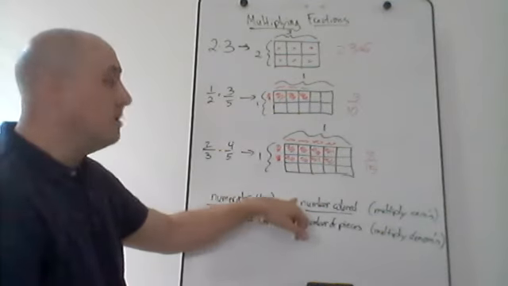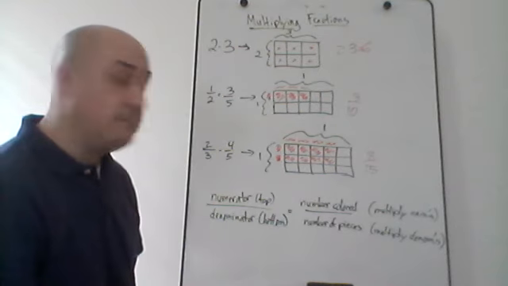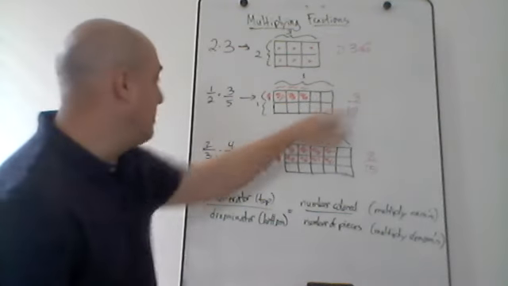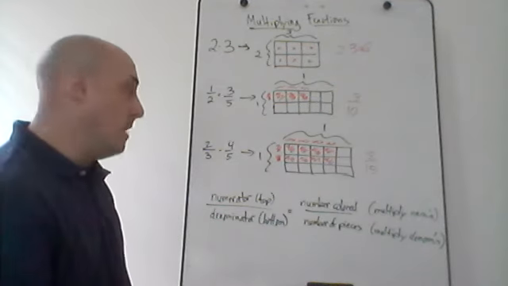So to get that number that we colored in, to get that numerator, I just multiply my numerators together. 1 times 3 gives me the 3. 2 times 4 here gives me the 8. So to get the numerator, I multiply my numerators.